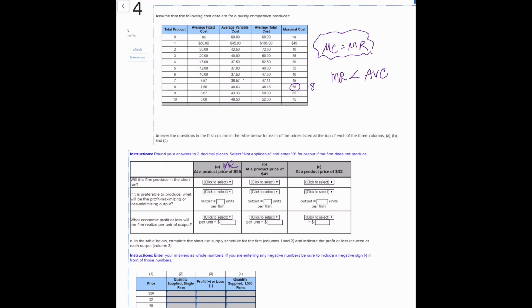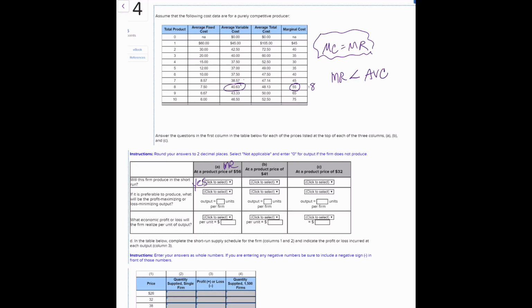So knowing that, we can come here at 8 units and ask, where's average variable cost? And it is here. So our marginal revenue would be $56. Average variable cost is $40.63. So what that tells us is, yes, you would produce in the short run. You're covering your variable costs and you're offsetting your fixed costs, some of them at least.